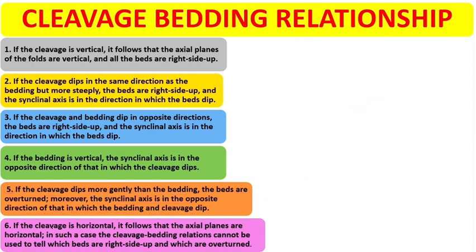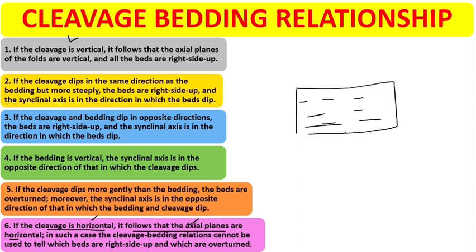Now, in case 6th, okay, if cleavage is horizontal, okay, I will add one more thing, if cleavage is vertical also, okay? We already discussed this. If cleavage is horizontal, it follows that axial planes are horizontal. Okay. This is the case. Two things they are mentioning, axial plane and cleavage, both are horizontal, okay? In which case is it going to happen? It happens only when beds are also horizontal, okay, and it is a case of recumbent fold.